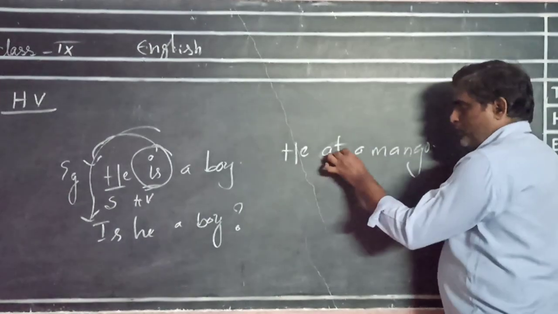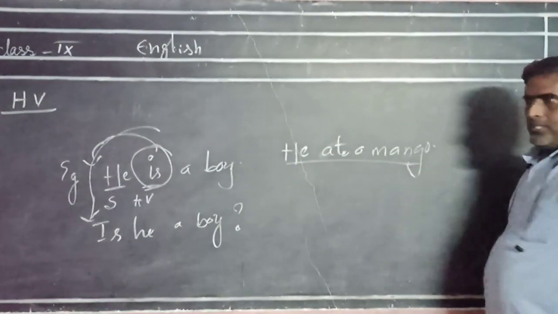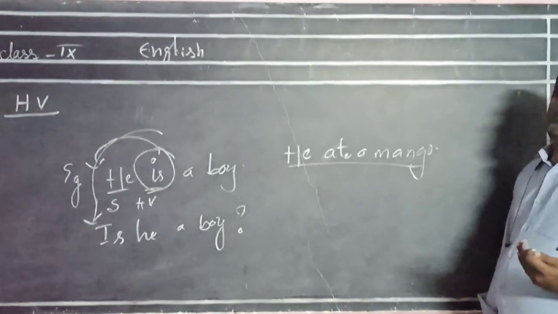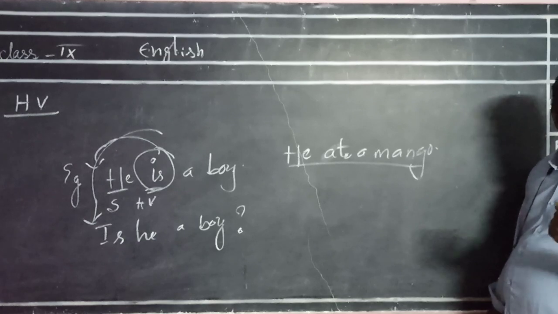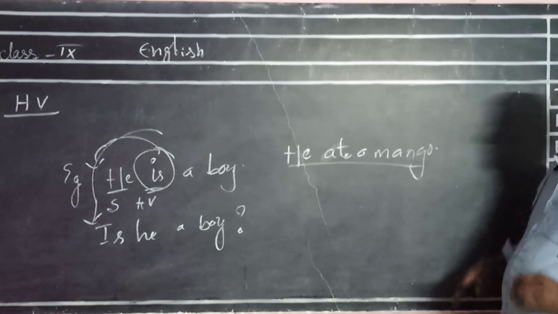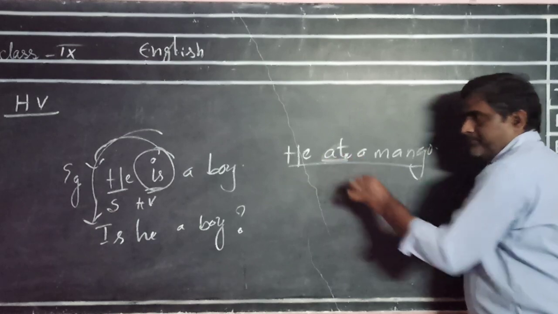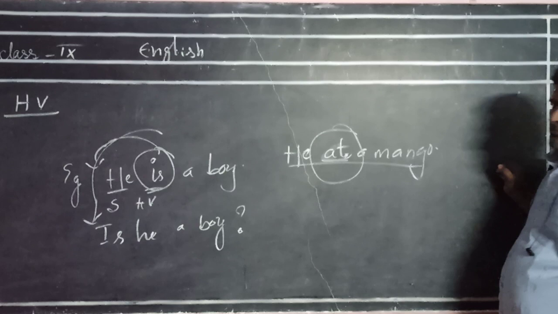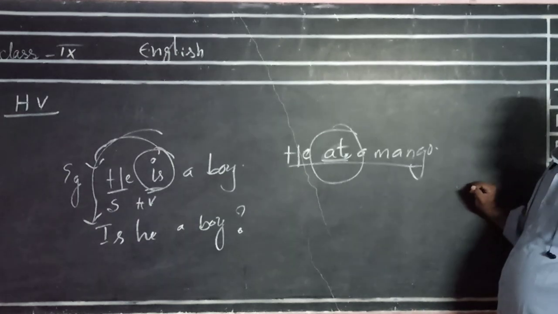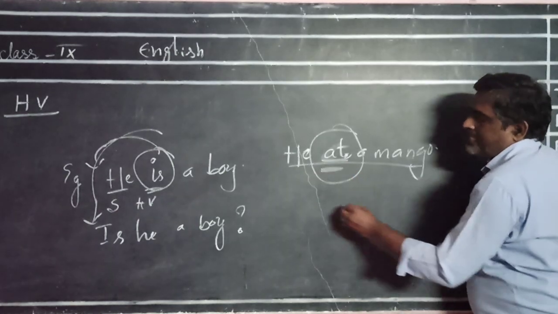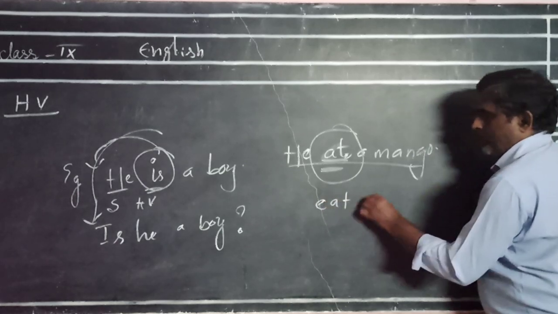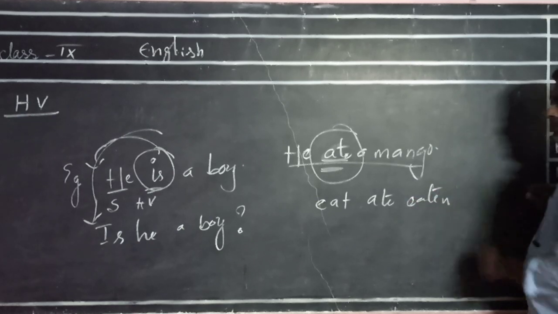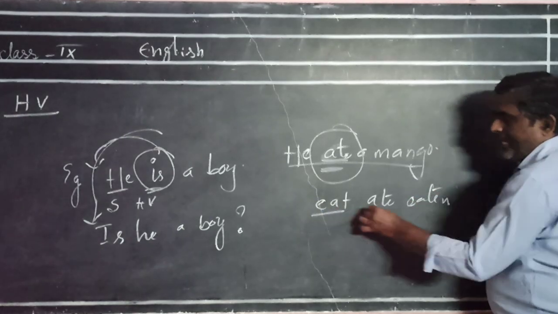So if you want to make it a question, and there is no helping verb in this sentence, then how can you make it an interrogative sentence, a question? At that time, you should see the verb, what tense it is, and identify the tense of the verb. So it is past tense. Eat, ate, eaten. These are the conjugations of the verb eat.